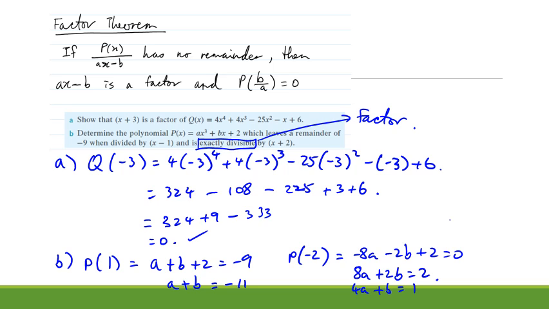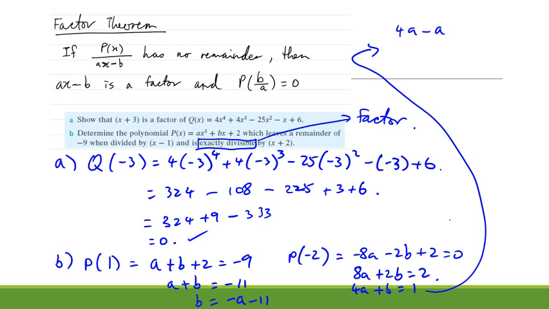And some simplifying. Alright, if you have a look here, I'm going to use substitution. And we have 4a minus a minus 11 equals 1. So 3a is equal to 12, so a is equal to 4. Substitute it back in to find b. b is equal to negative 4 minus 11, which then gives us negative 15.